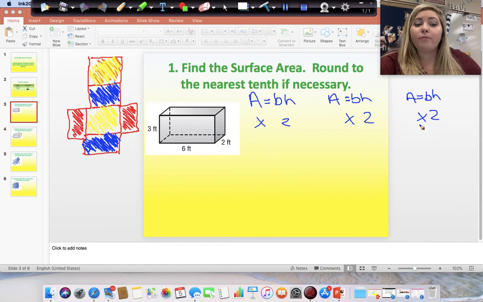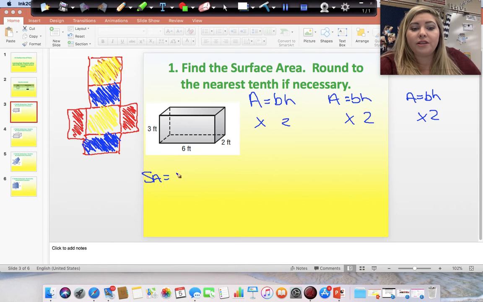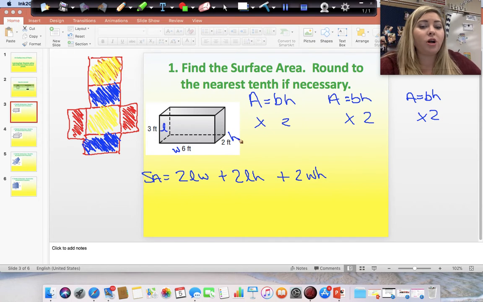I go with one formula for surface area of prisms. So the surface area equals 2 times the length times the width, plus 2 times the length times the height, plus 2 times the width times the height. And then I just label each of my numbers: length, width, height. It does not matter which one you choose as your length, height, or width. Then I just follow my formula.